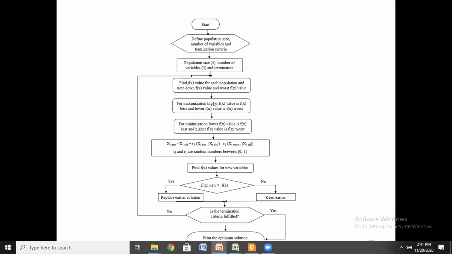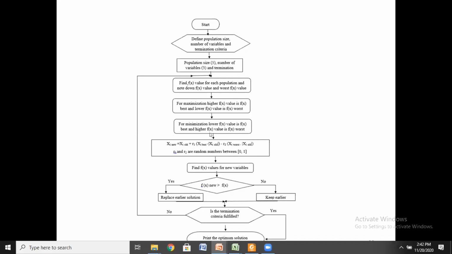You have to note down the best value and the worst value, and then run the code. So this is the code actually. What this code says is: to generate a new value, xi new, you need to know xi old. The xi old value plus r1, where r1 is a random value, times mod of xi best minus mod of xi old, minus r2 times mod of xi worst minus xi old. So this is the code actually.